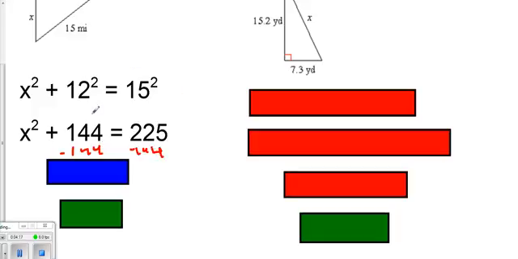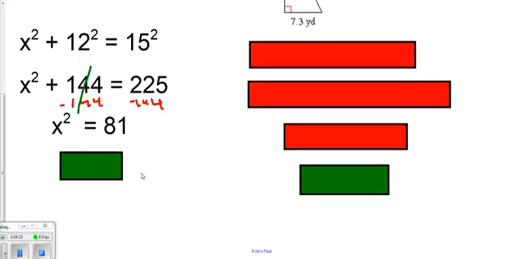Okay, that's going to cancel this term out. So right now, our equation says x squared equals 81. Now, how do we get x alone? What do we have to do to both sides? Well, we would take the square root of both sides.